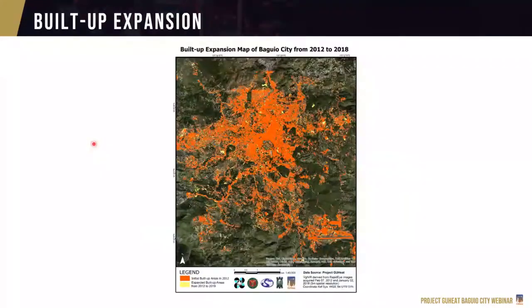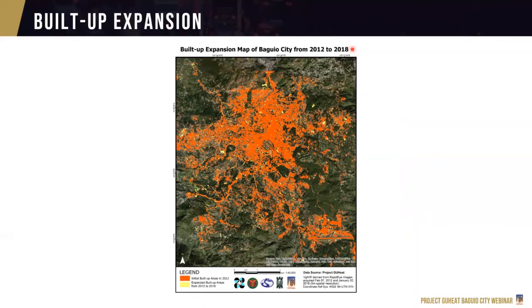Okay, so this is another map by the project. This is a built-up expansion map of Baguio City. And with this, you can see how much the built-up portion of the city has grown in 6 years, 2012 to 2018. This growth may be linked to other matters such as increase in temperature, population growth, etc.